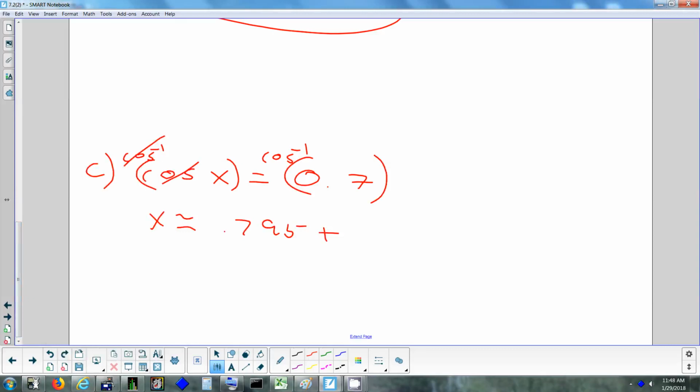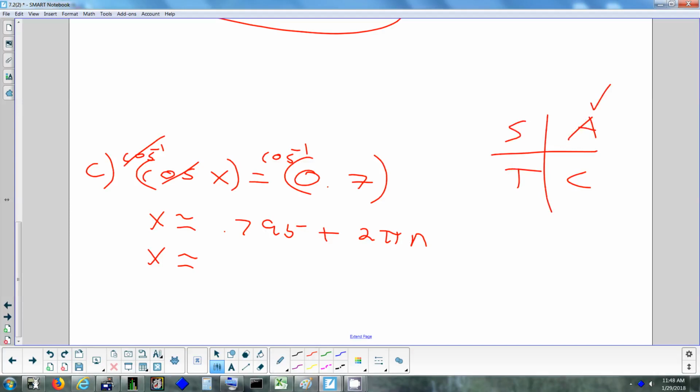Okay. Plus, don't forget your 2 pi n. Now, with cosine, there would be a second answer. Think of the wave. And think of a horizontal line. The horizontal line always hits it twice when you have a wave. Tangent's not a wave. That looks like that. That's a little different. Let's think of our diagrams. 0.795. That's the first answer. You just found that one.